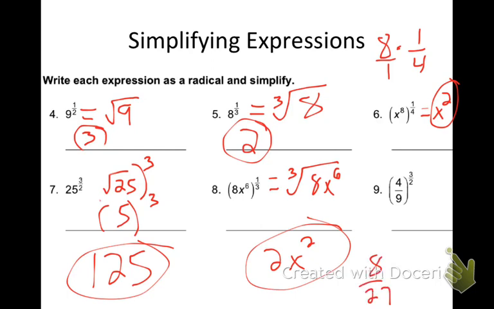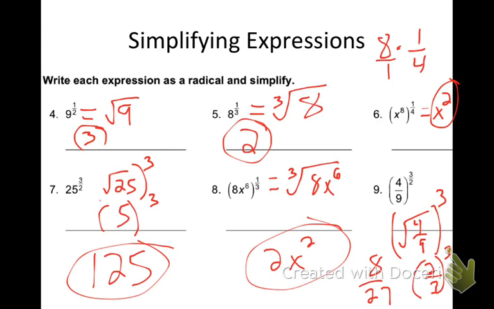Okay. I would break this down. This is really the square root of 4 over 9, all to the 3rd power. The square root of 4 is 2. The square root of 9 is 3. So I would take 2 to the 3rd, or 2/3, all to the 3rd power. 2 to the 3rd is 8. 3 to the 3rd is 27.